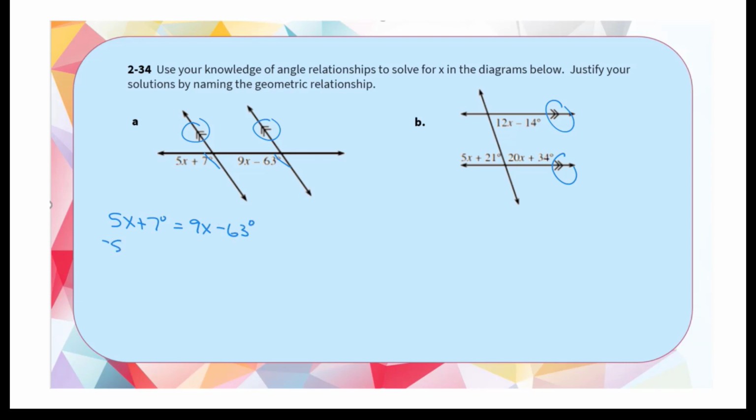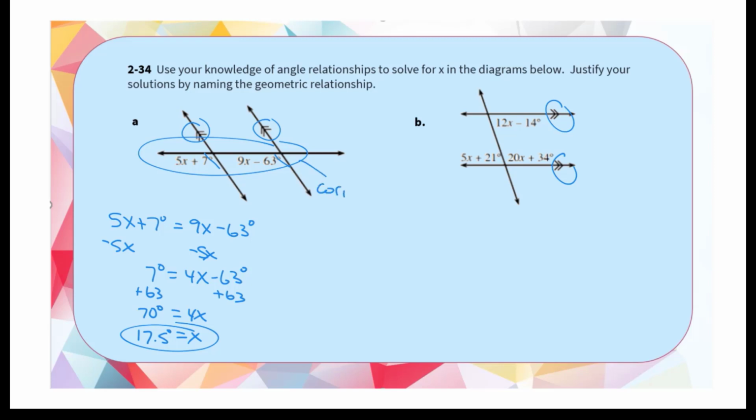I'm going to subtract 5x. Okay, I'm going to add 63. So 4x is going to equal 70 degrees. When I divide by 4, x is going to equal 17.5 degrees. And I can say that because these are corresponding angles. So that is part A.